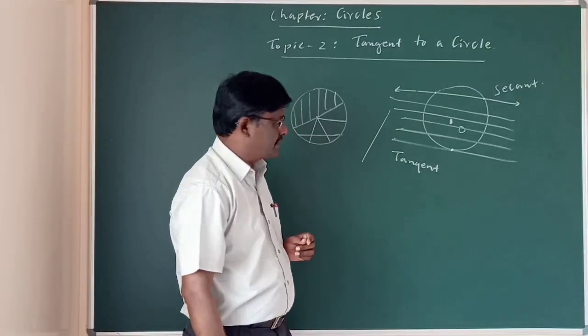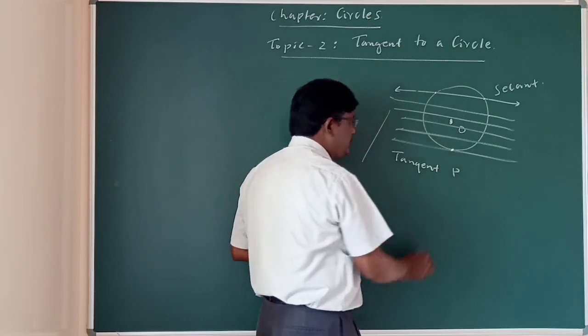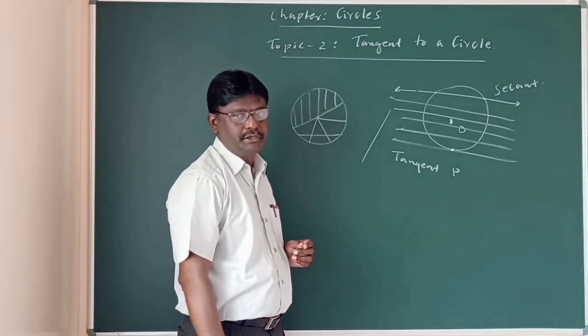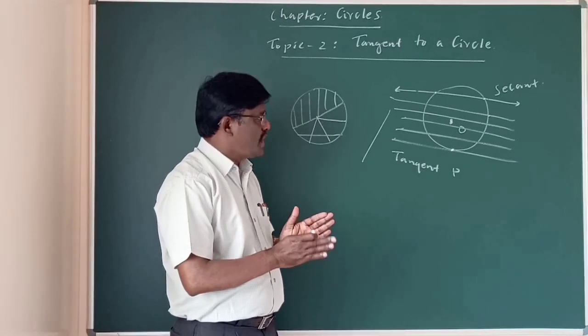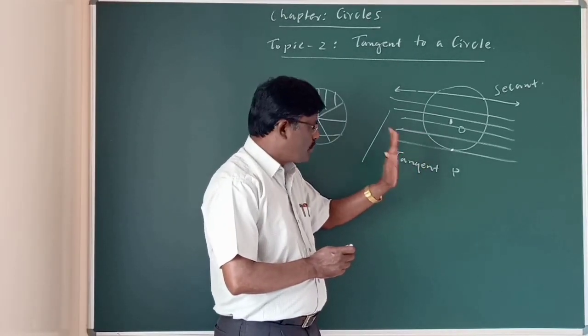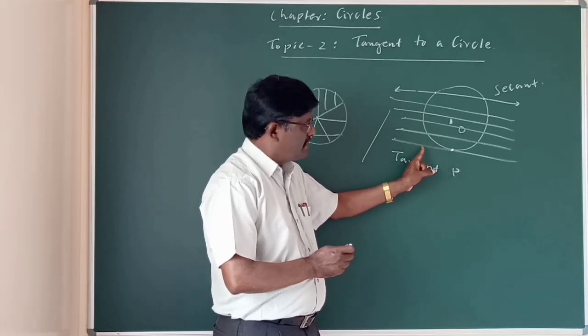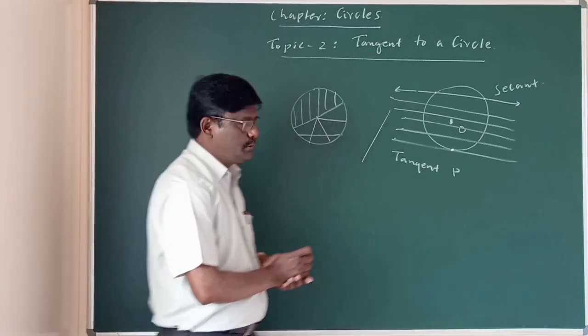Okay, children. Then that point we say point of contact. Today's lesson focuses on these two points only. Which are the two points? One is this tangent and the other is the point of contact. Okay, children.